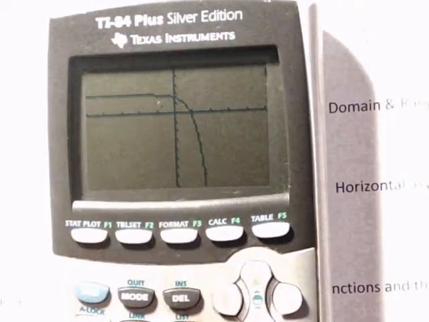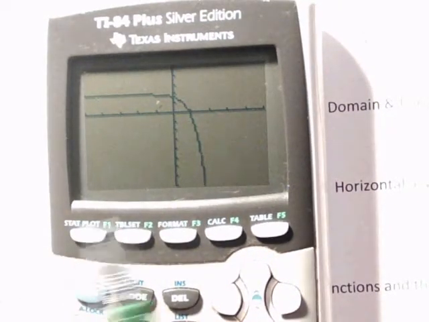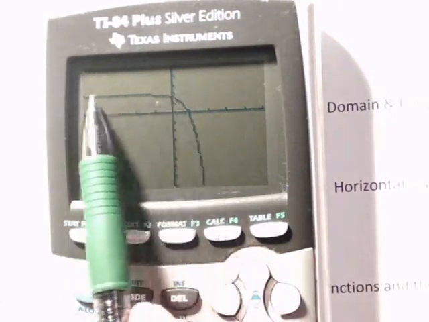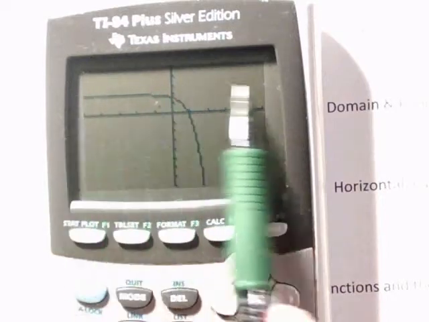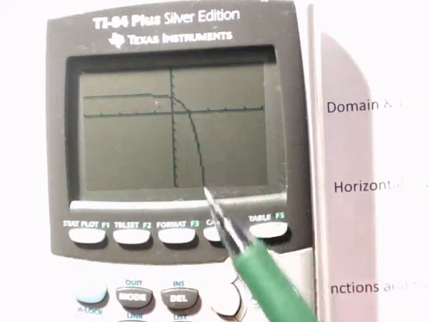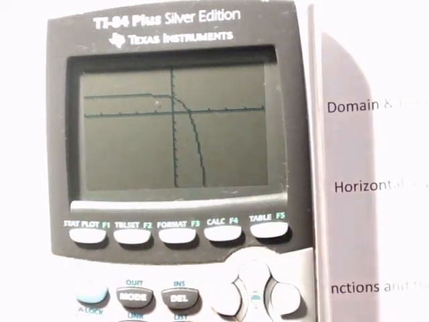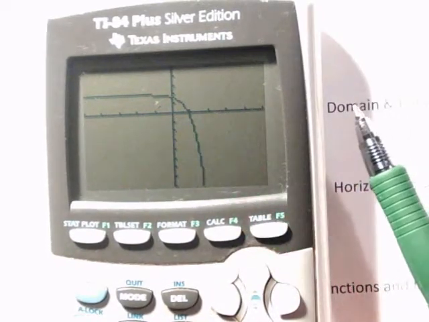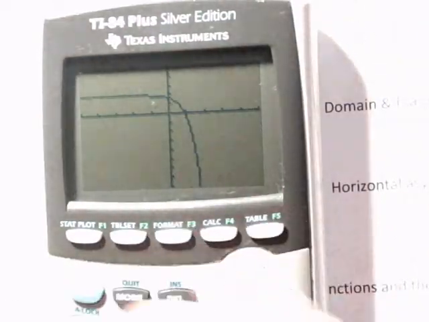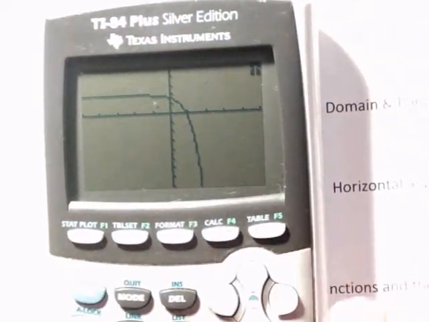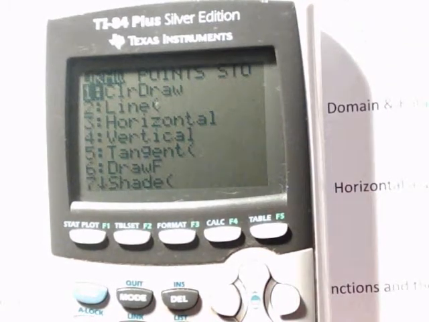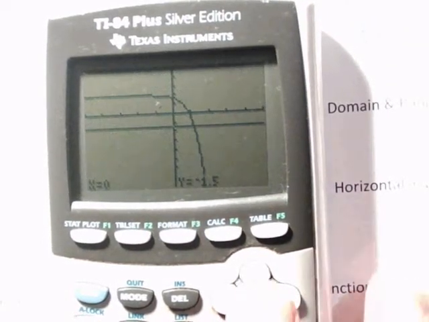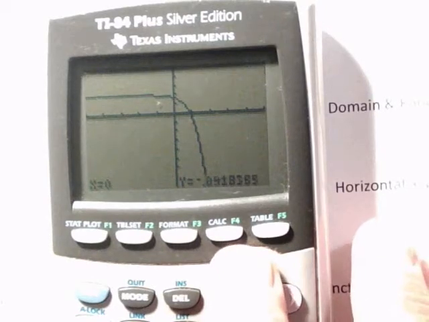Seems like as I go to the left, it levels off at a certain height. That would be your horizontal asymptote. And as I go to the right, it falls down and goes to negative infinity for the y value as x goes to positive infinity. If you see at what point it levels off, you can use a horizontal line. So I press second draw, then use number 3, horizontal line, and then look at your y value.